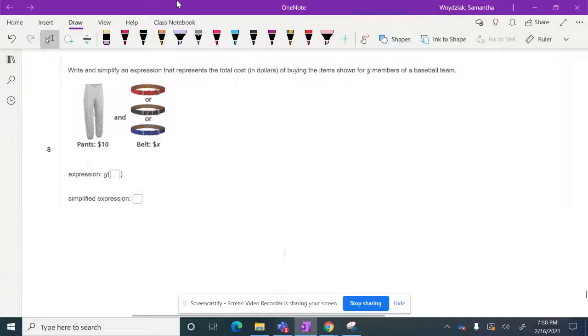This is number 8 on 5.4. It says, write and simplify an expression that represents the total cost in dollars of buying the item shown for Y members of a baseball team. So you can see here that the pants are $10.